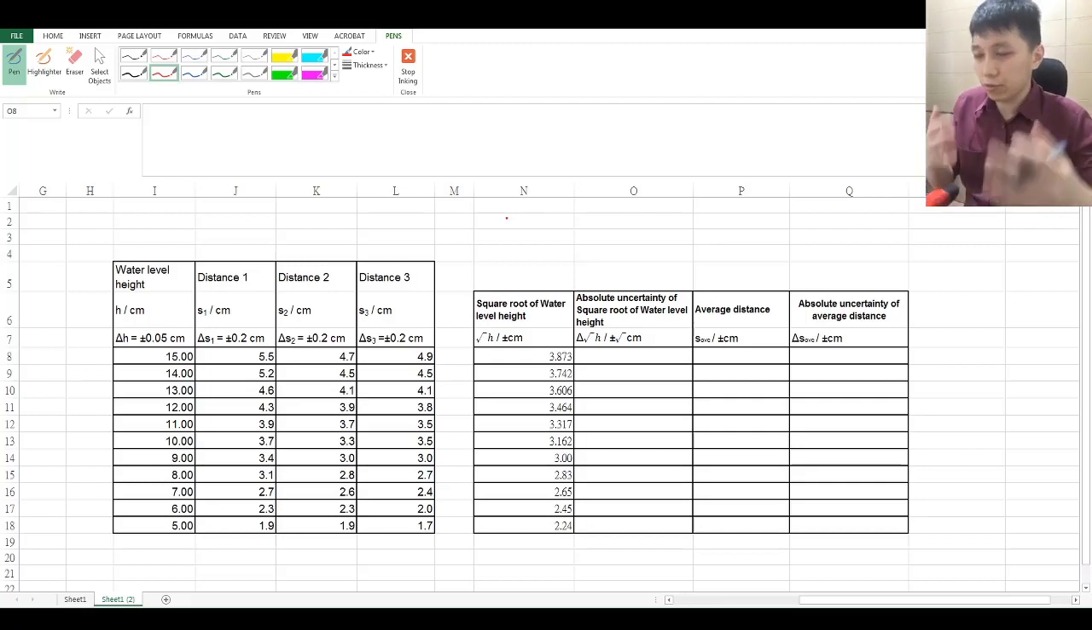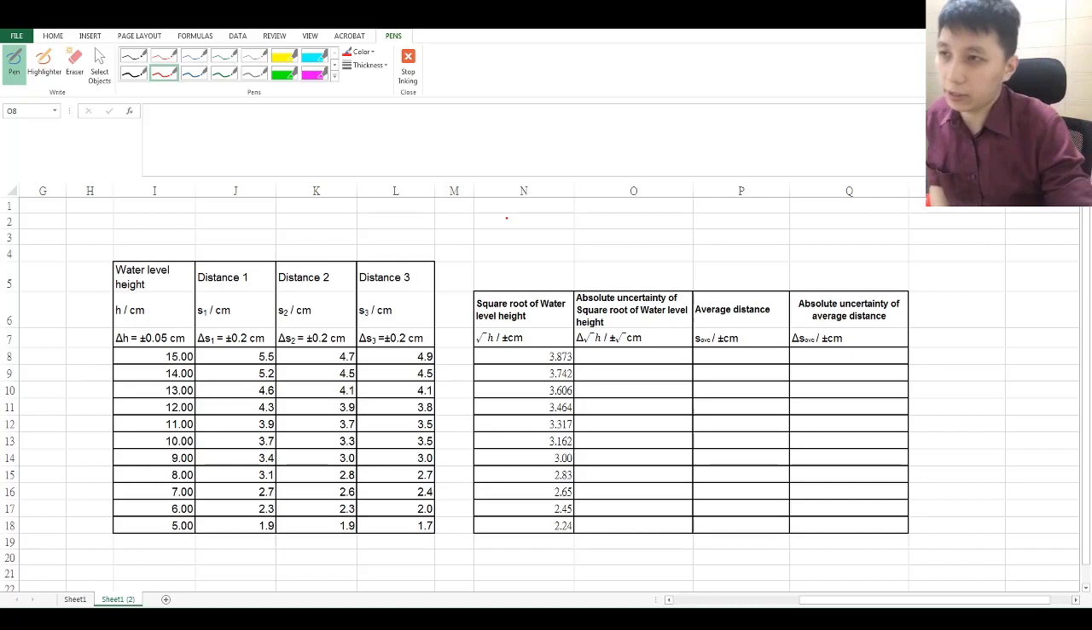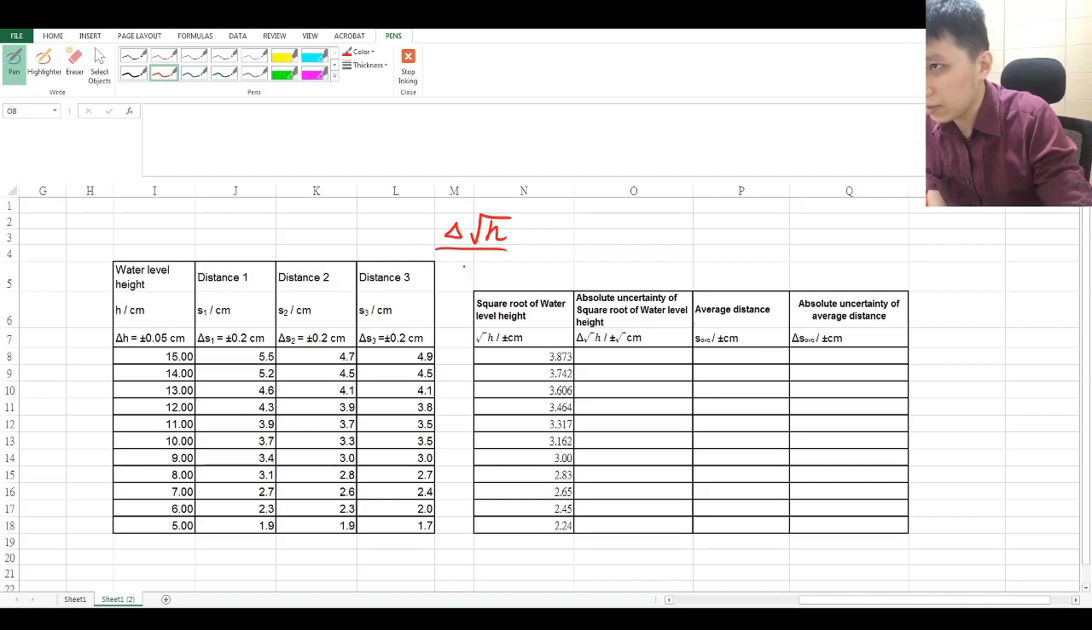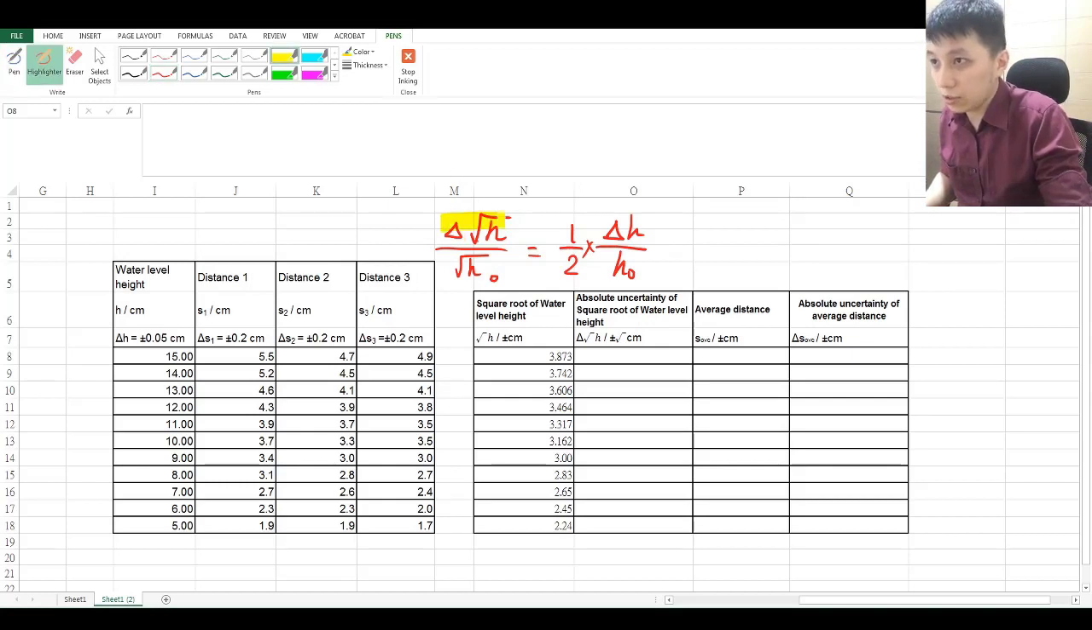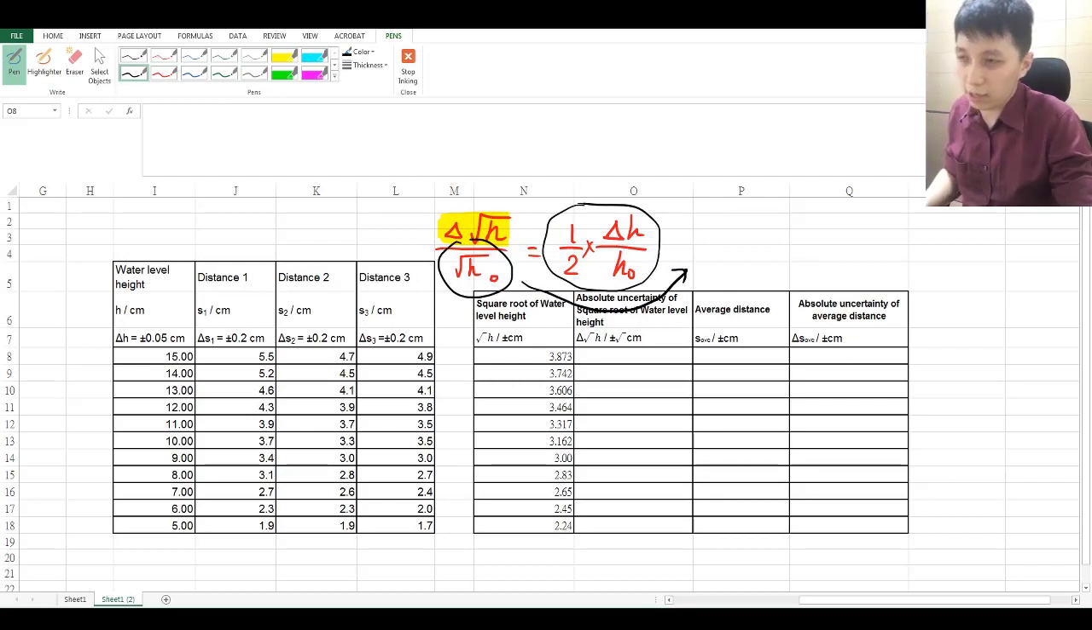Alright, I assume if you are doing this in your IA, you have presented this in your report as well. So we want to find the root h uncertainty, which will be root h average, and we should know h delta over h log, but now with a square root, it actually means to the power of 1 over 2, so according to the law that we learned, this is the calculation that we need. And therefore the value of the absolute uncertainty itself will be this thing multiplied by the root h log.